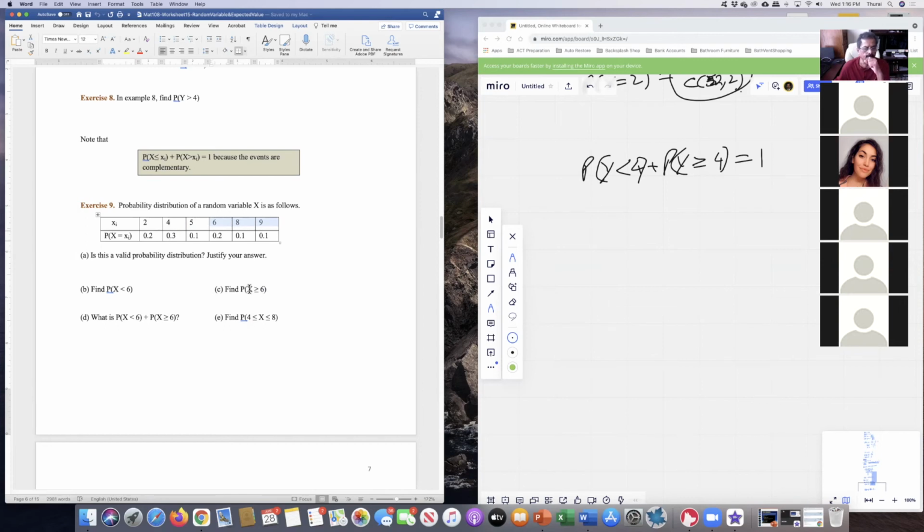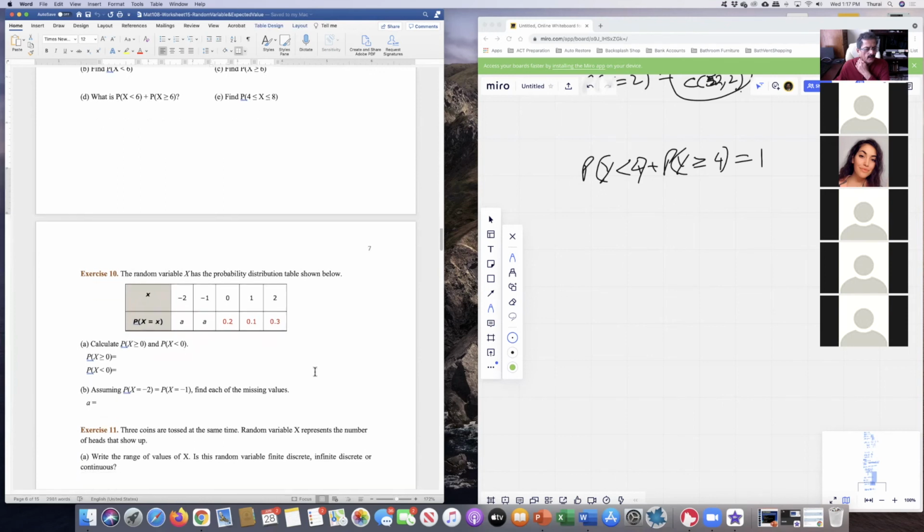So what is the probability that x greater than or equal to 6 is the question. That'll be for the values x equal to 6, 8, and 9. You need to add up the probabilities, right? Okay. That would be 0.2 plus 0.1 plus 0.1, which is 0.4.